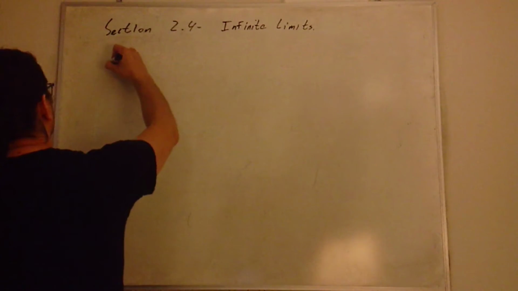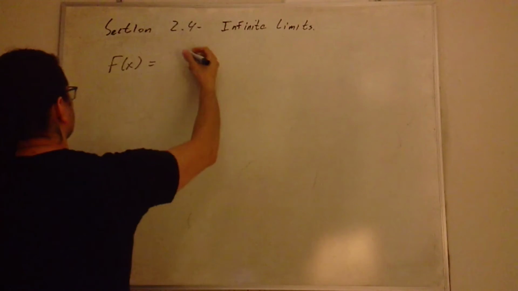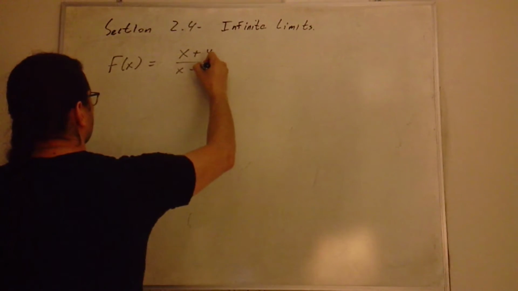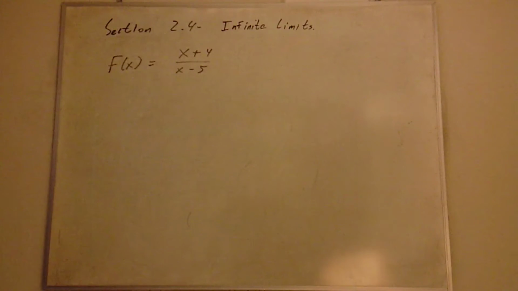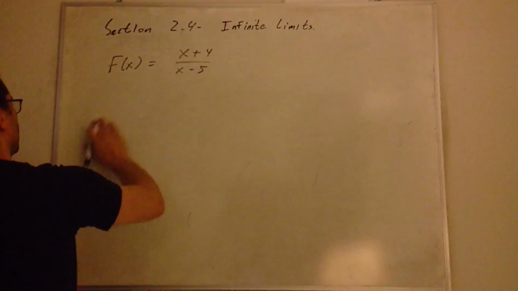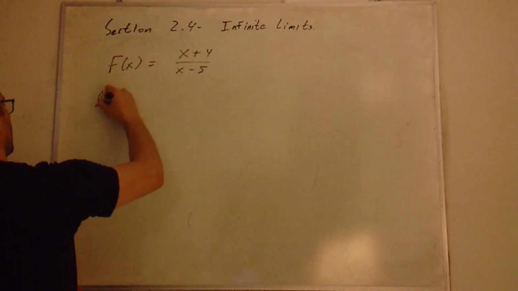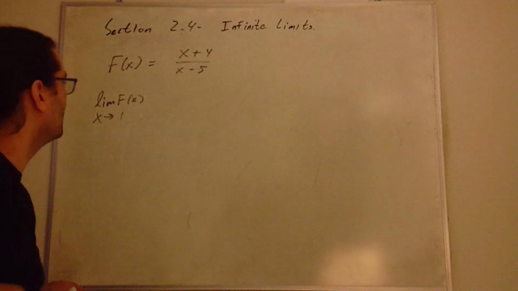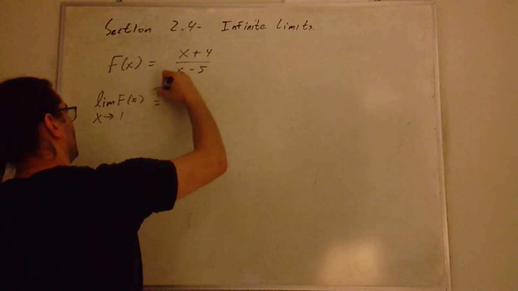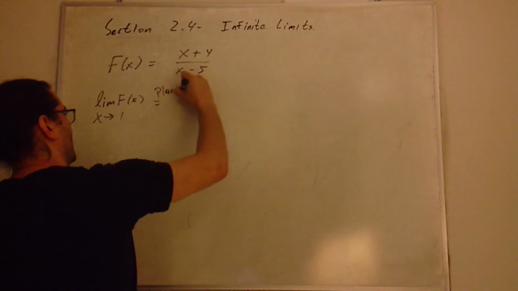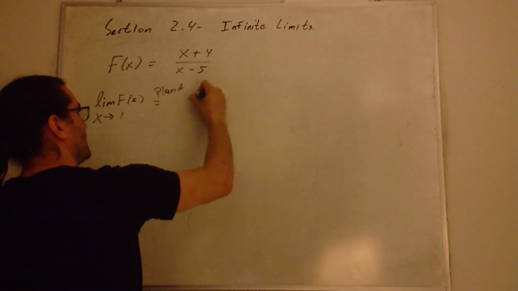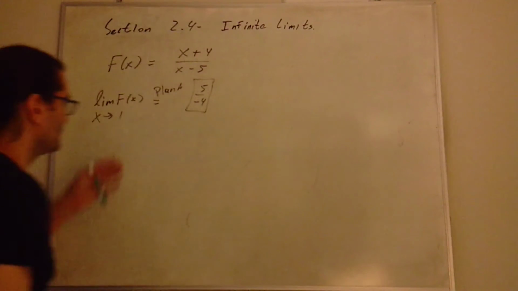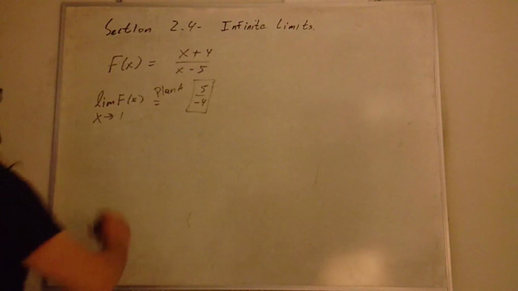So if we have something like f of x equals (x plus 4) over (x minus 5), I think at this point I could pretty safely ask you for the limit of f of x as x approaches 1, and you would very dutifully plan A this and tell me that this is 5 over negative 4. So no problems here.